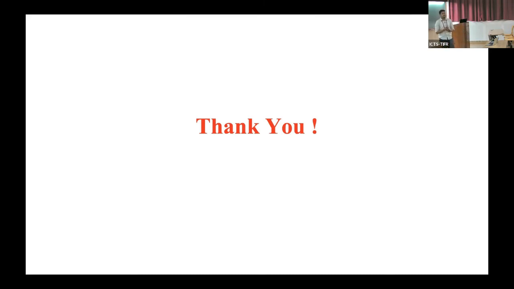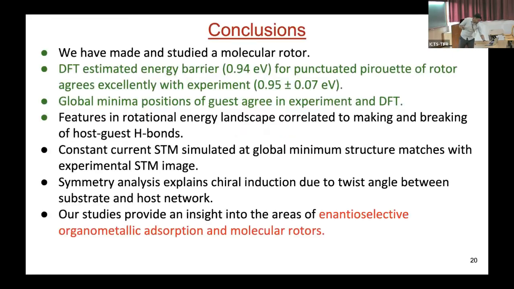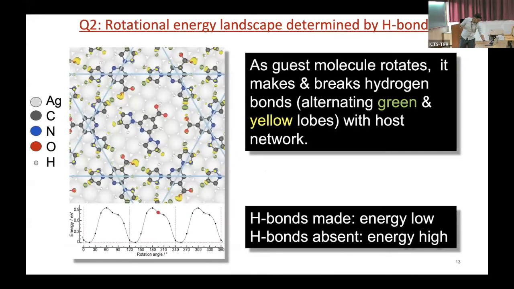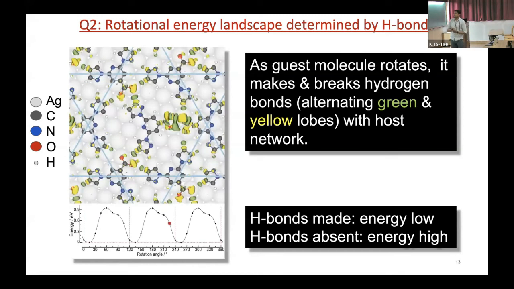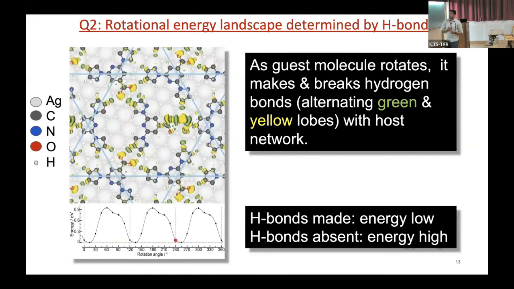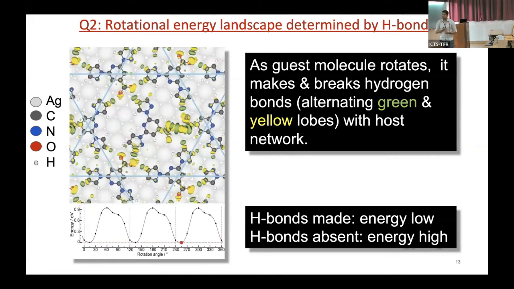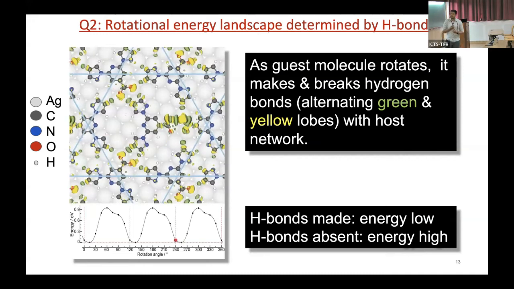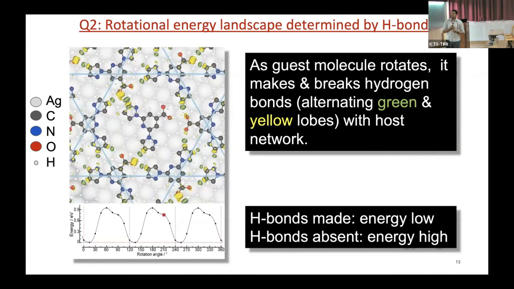So I had one question about one movie that you had where you showed the barrier as a function of the angle. The first picture, this picture. There is a movie, yellow color and green color. Very nice. How was this movie made? Is it when you did the nudged elastic band or anything like that?